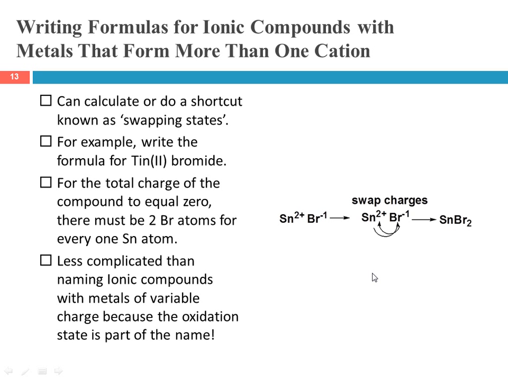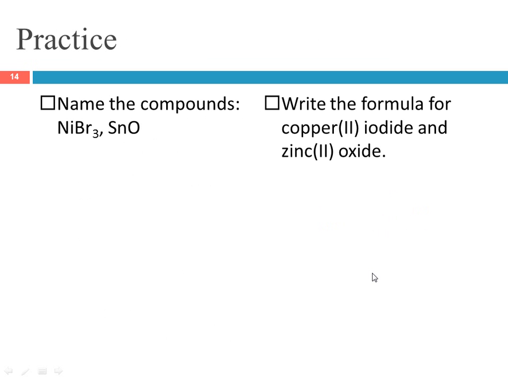So this is almost identical to the way that we have written formulas on the last classification. And this is less complicated because we're given the oxidation state. It's going to be part of the name. If I don't give you that, then it's a typo because that is part of the name. Okay, so a couple more practice problems here.